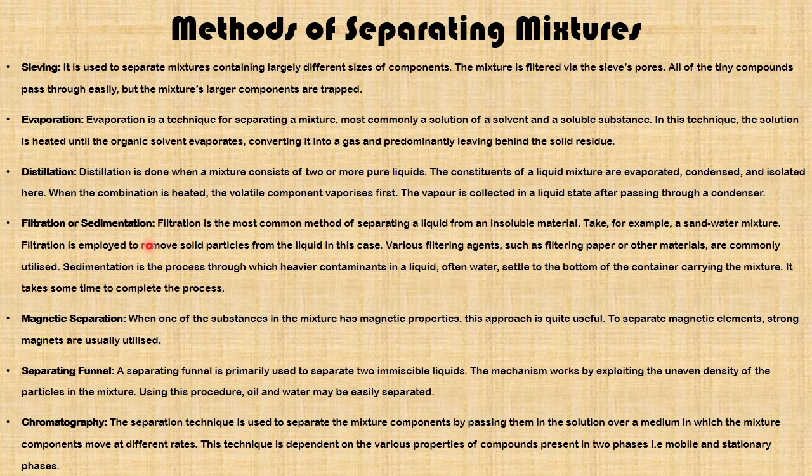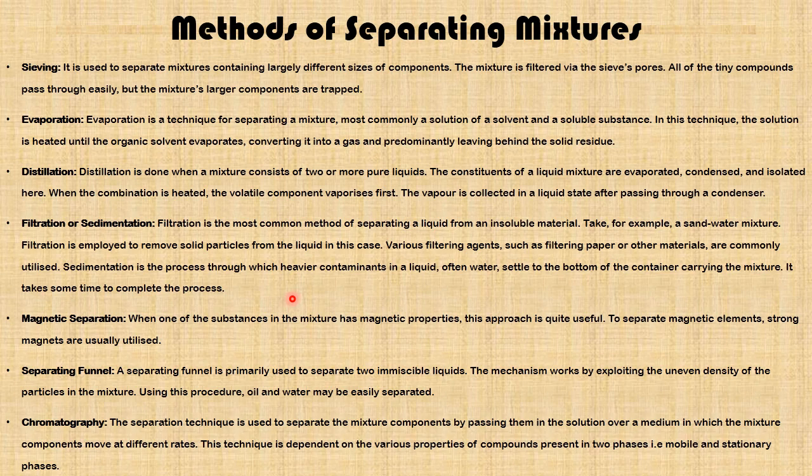Now, in filtration or sedimentation, filtration is the most common method of separating a liquid from an insoluble material. Take for example a sand-water mixture. Filtration is employed to remove solid particles from the liquid in this case. Various filtering agents such as filter paper or other materials are commonly utilized. Sedimentation is the process through which heavier contaminants in a liquid, often water, settle to the bottom of the container carrying the mixture.